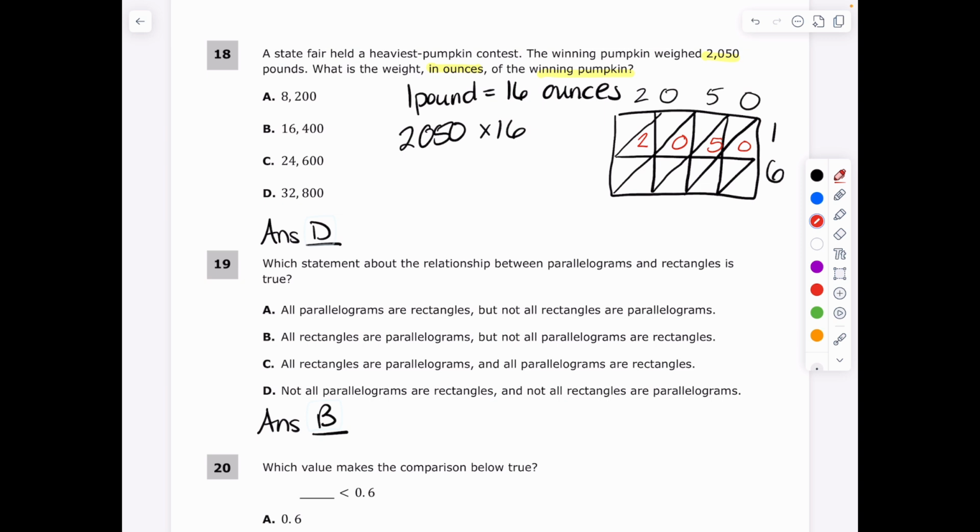6 times 0 is 0. 5 times 6 is 30. 6 times 0 is 0. 2 times 6 is 12. And now I can just add, and I get 0, 0, 8, 2, and 3. 32,800, which is D. I actually like lattice a lot. Traditional also would have worked, but I know some kids are using different methods, so I want to be able to show those as well.